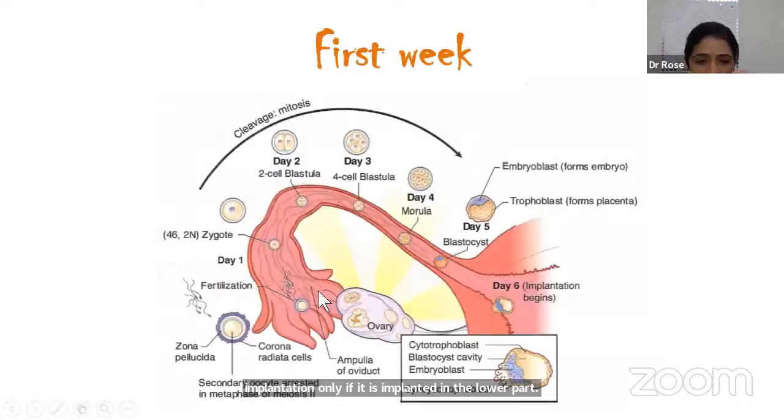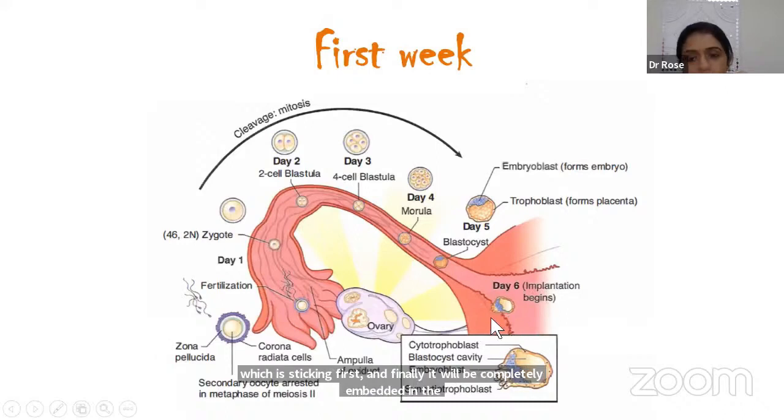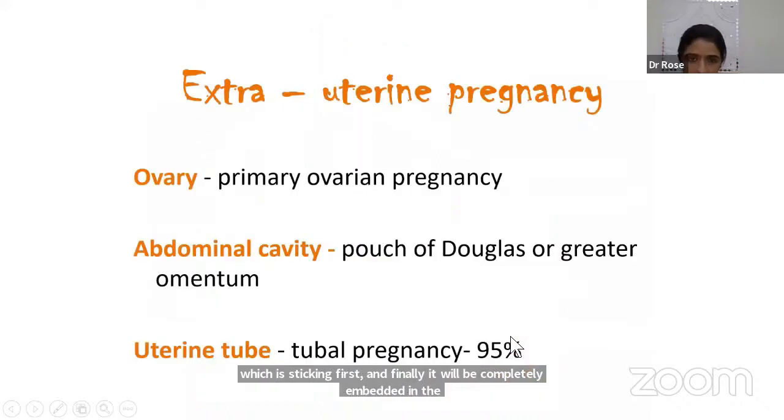So these are the changes you know: you have the fertilization happening here in the ampulla, then the 2-cell stage, 4-cell stage, the morula, then the blastocyst with the blastocele, the cavity. And after the end of 5 days, on the 6th day, the implantation begins. And it is the polar trophoblast which sticks first. And finally, it will be completely embedded in the stratum compactum and stratum spongiosum of the endometrium of the uterus.